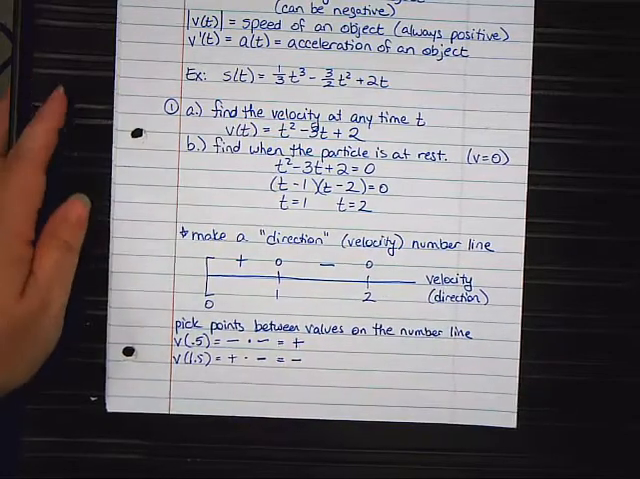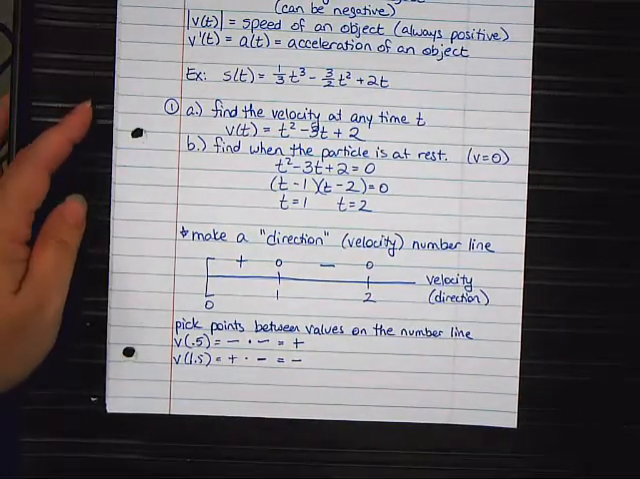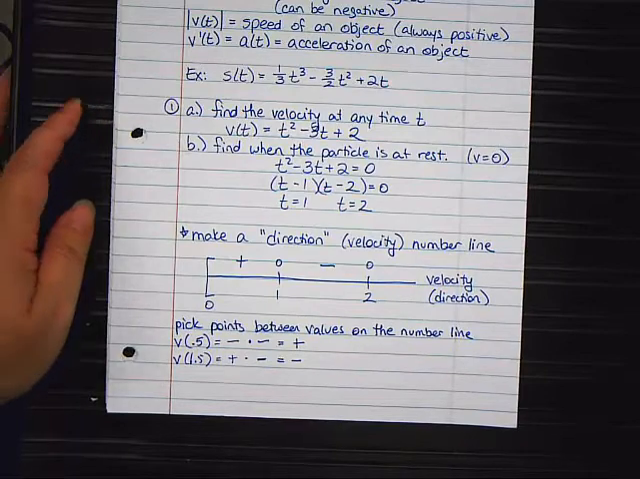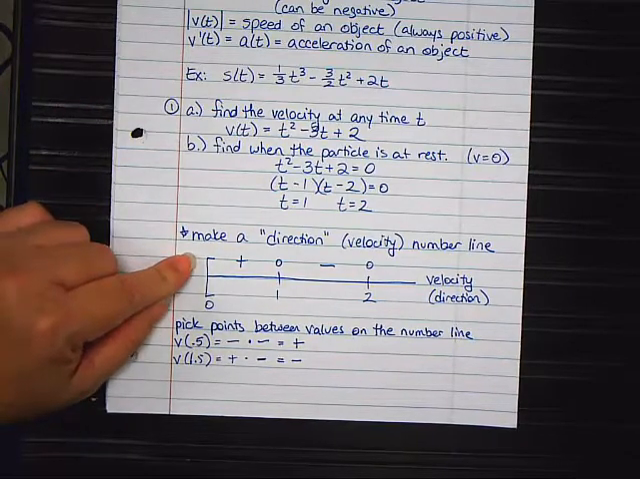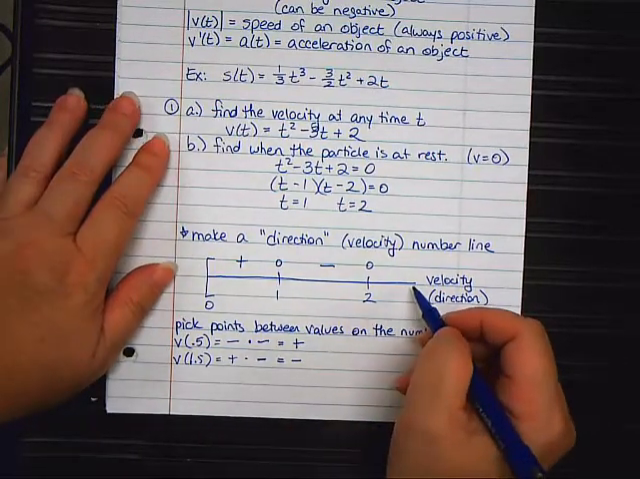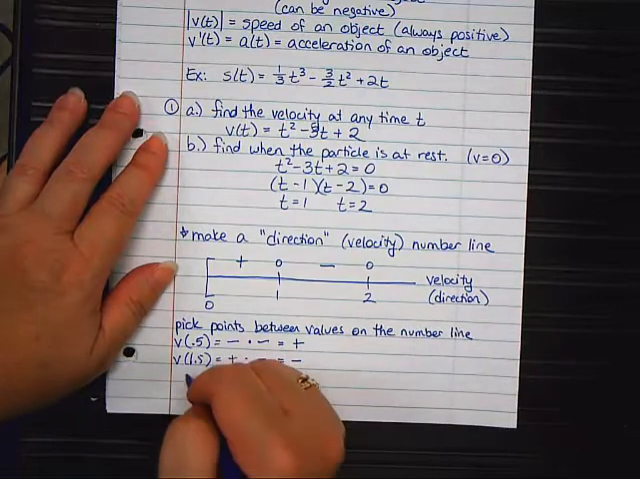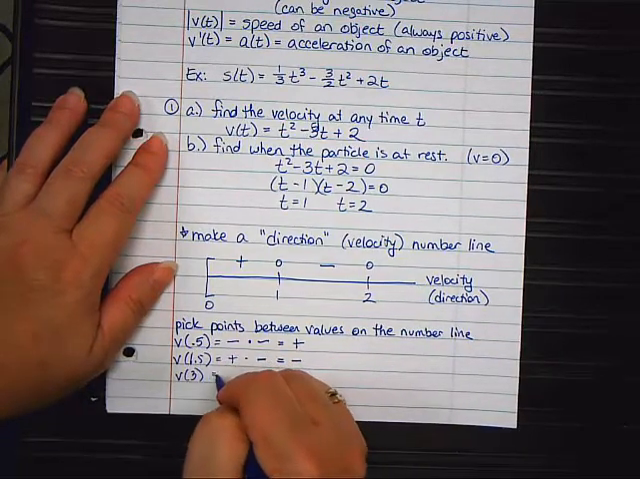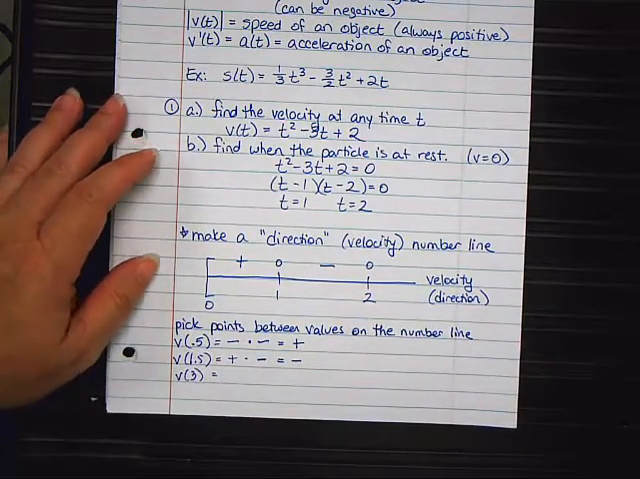Are they always going to alternate? No. You can't assume that if the first one's plus, the next one's going to be a minus. Sometimes it does, sometimes it doesn't. You've got to always check. Something past 2. 2.5 or 3. I'm going to do 3 because it's easier. I could do 20 if I wanted to.